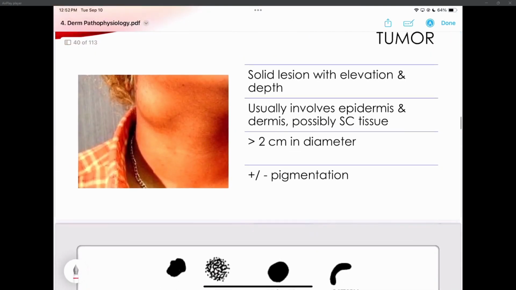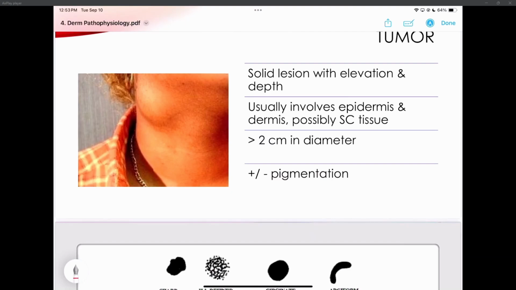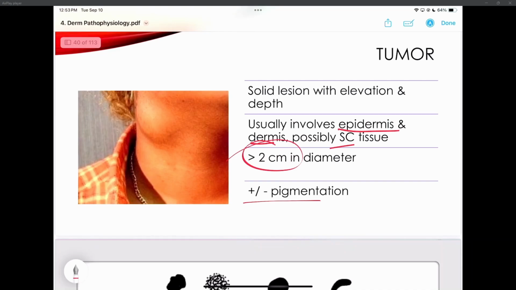Tumors are also involved with derm. A tumor is a solid lesion with elevation and depth, usually involving the epidermis and the dermis, maybe some subcutaneous tissue. Greater than 2 centimeters in diameter is considered a tumor. Tumor does not mean cancer, it just means abnormal cell growth. You still need to biopsy it to see if it's cancerous or not. It may or may not have some pigmentation with it as well. It's just a collection of cells. It does not mean it's cancer or non-cancer, it's just cells.